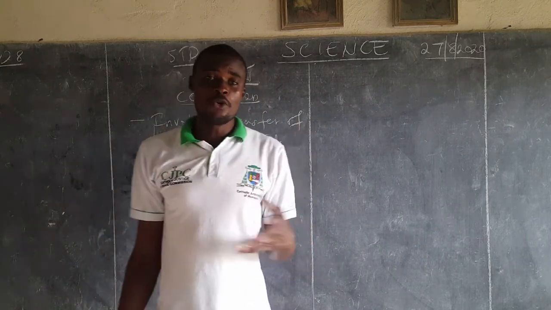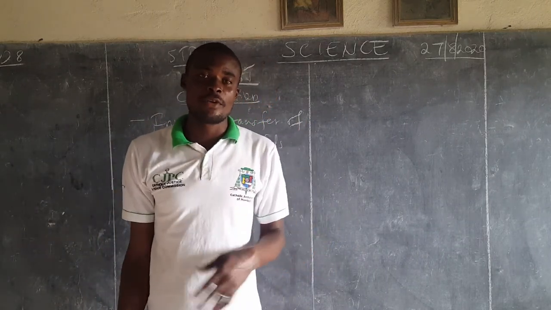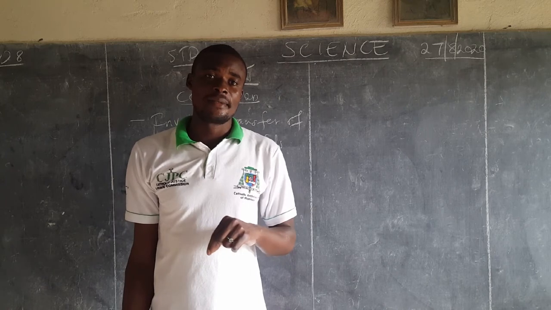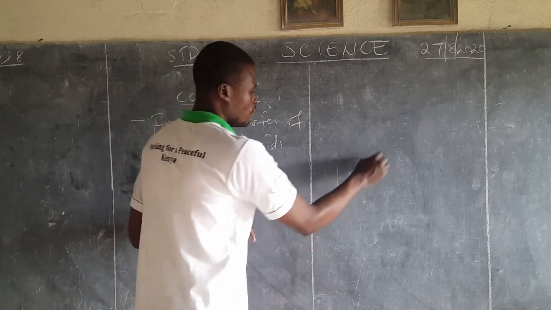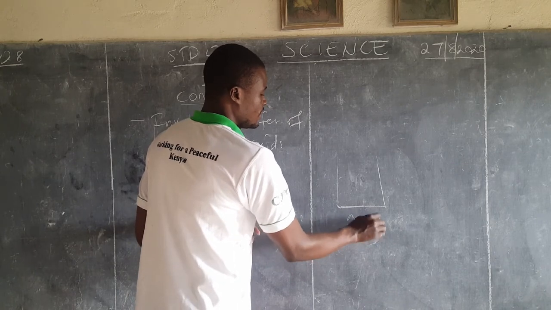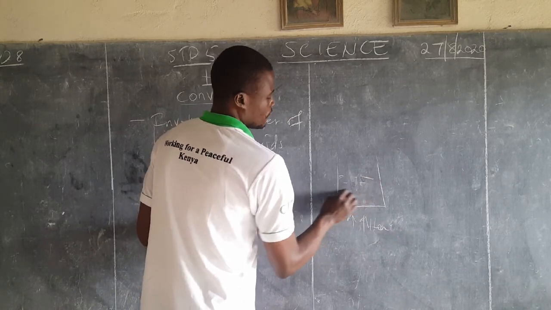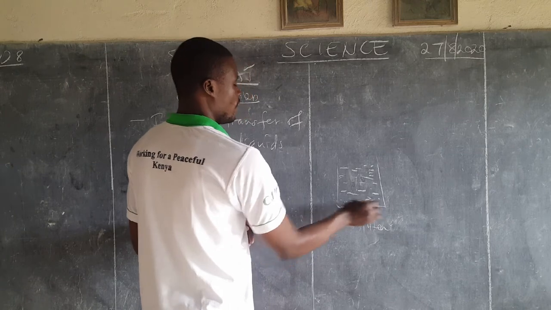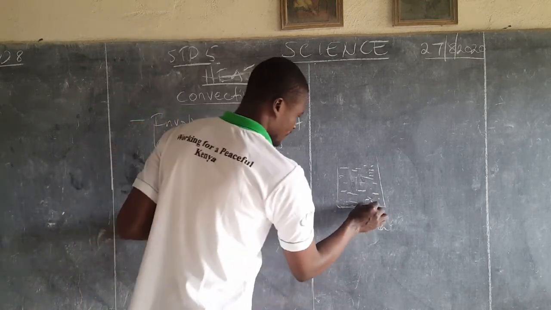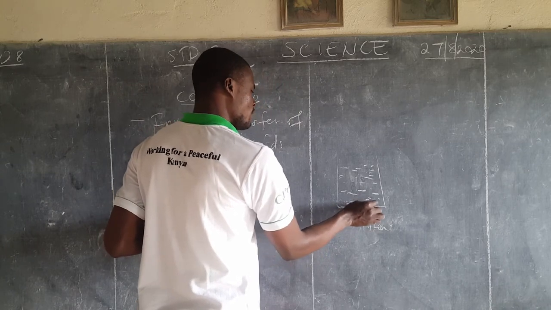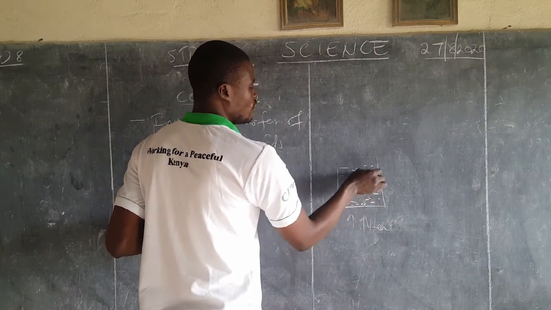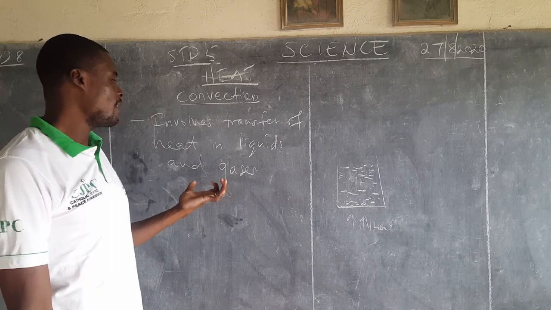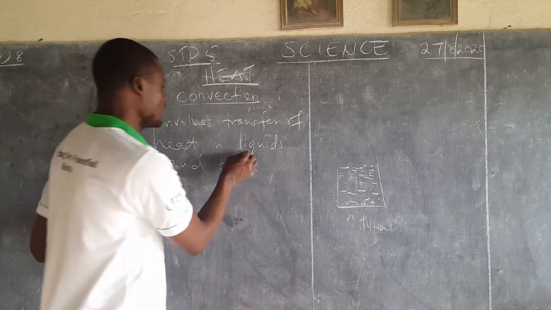So when heat now passes through liquids, water is a very good example. When we boil water, heat is transferred in that water there. That makes water to move. Maybe this is a sufuria, you are heating water here. This is heat. So in this sufuria, we have water that is on the top, and water that is below, in the bottom part. So this water here will be heated first. So the way this heat will be moving to make this one also become hot is what is known as convection, the movement or the transfer of heat in liquids and gases.